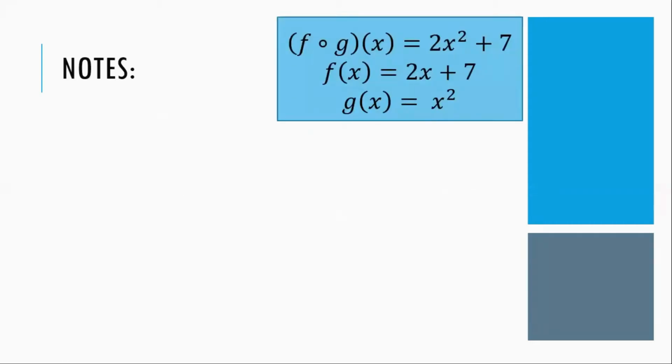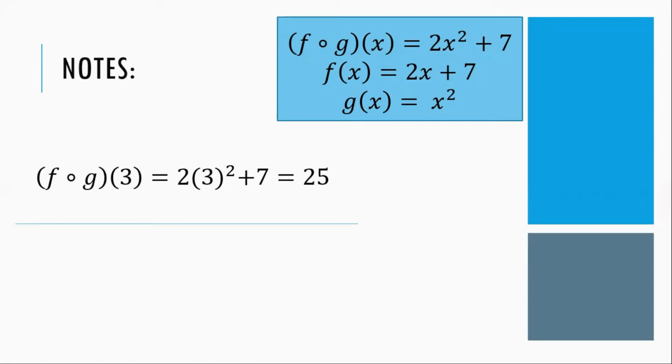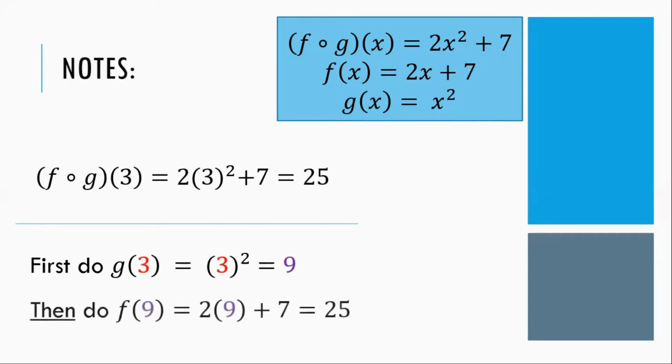And finally, it can be helpful to see what actually happens when you plug a value in. And the blue box up there is all the stuff we've already found out. So say we want to evaluate f composed of g at 3. We know that the function is 2x squared plus 7, so I just plug my 3 into there and I get 25. Alternatively, you could think of this as first do g. So take that number 3, the input, and do operation g, square it. We get the purple 9 right there. Then we do f to that latest output, that purple 9, and we get 25. So both ways we end up with a 25.